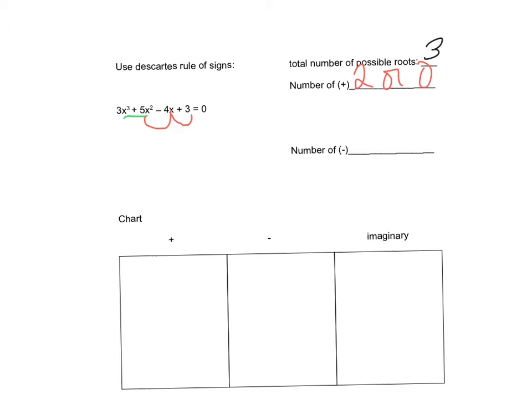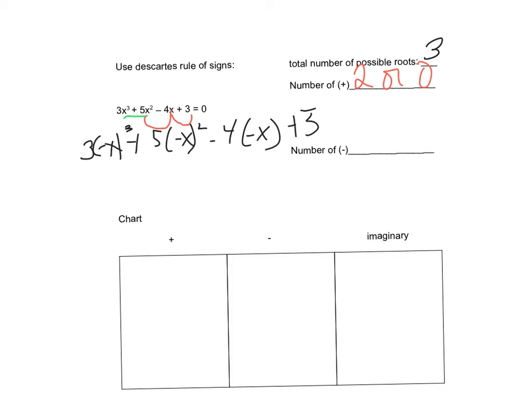Okay, to find the negatives, I'm going to take the original equation and put a negative x in wherever there's an x. And then I'm going to adjust the sign. So I'm going to write that in right now, and then we'll talk about what the easy trick is. So if I have negative x cubed plus 5 times negative x squared minus 4 times negative x, and then just plus 3, the constant doesn't change.